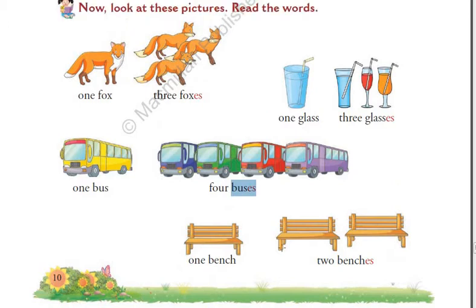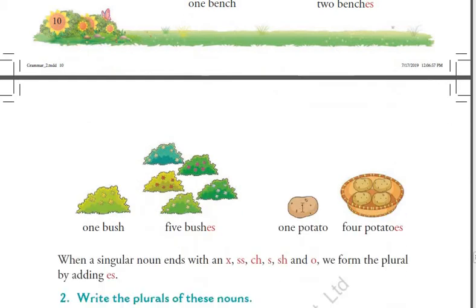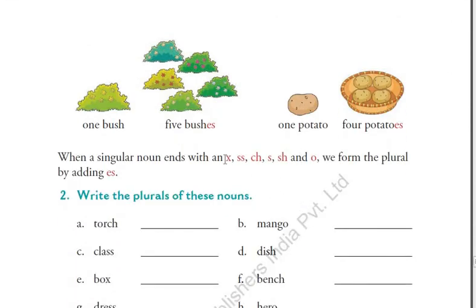So in the warm-up exercise we saw how we can make the plural by just adding s, but here we saw how to make the plural by adding es, correct. And then here is a kind of hint for you. As you can see the highlighted part, if any word ends with x, double s, ch, s, sh and o, only then you have to add es at the end of that word.